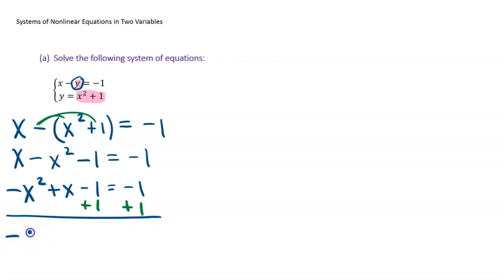So that gives me negative x squared plus x. Hey, the negative 1s cancel out, so that equals 0. These do too, which was the point. Now we can solve this equation.